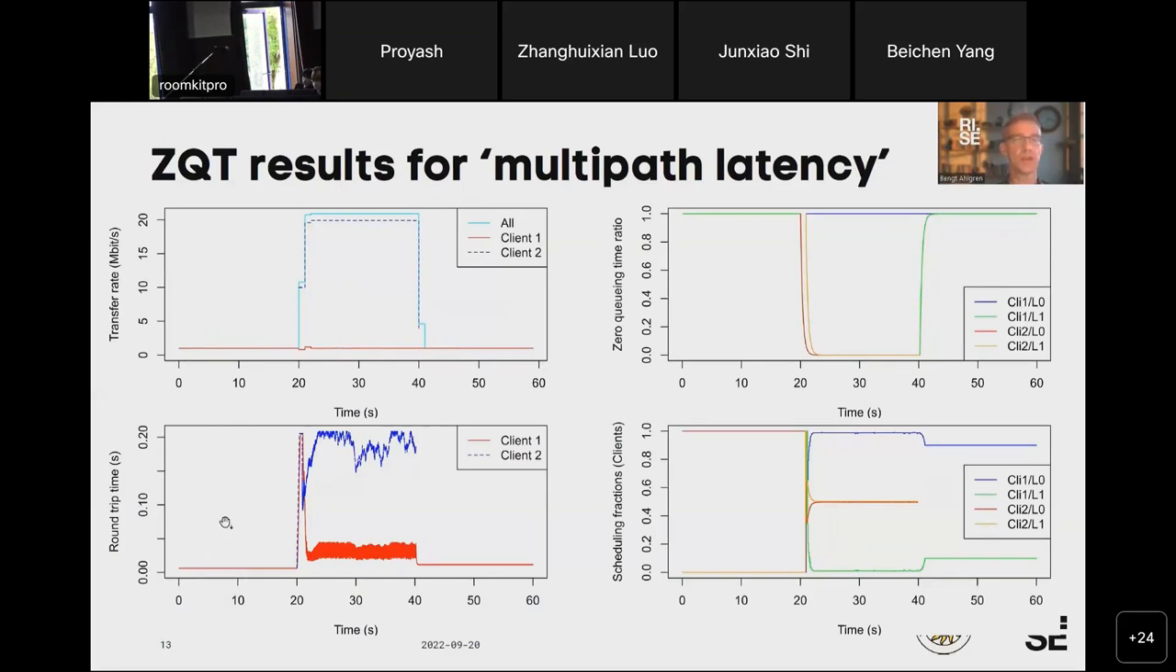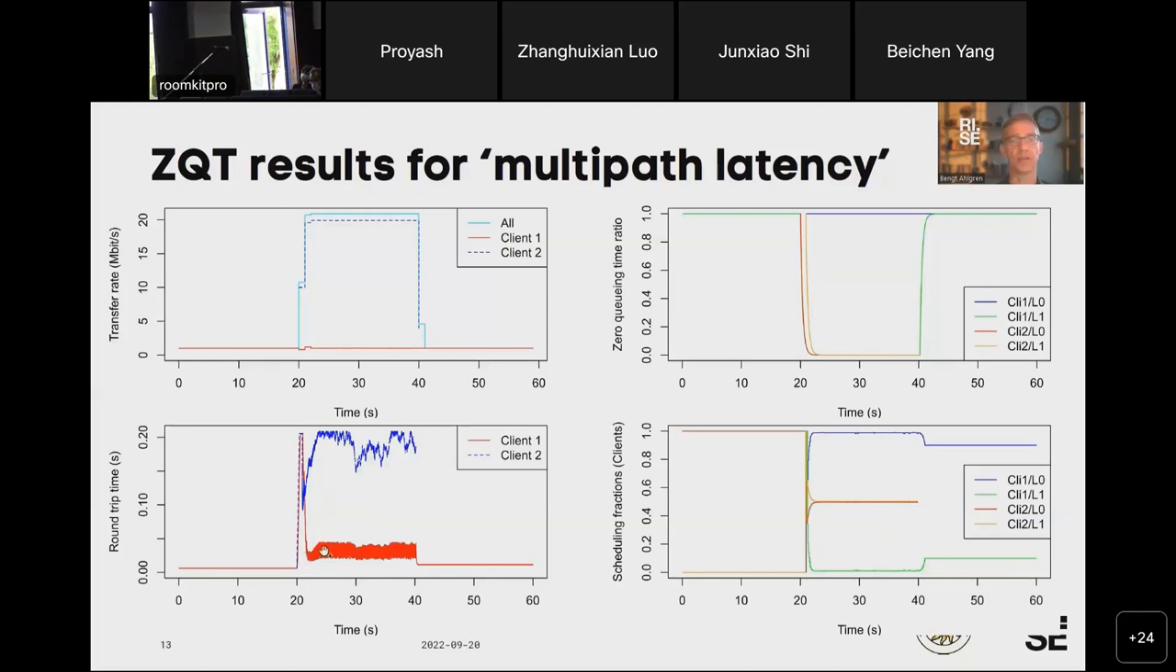We can see here at the bottom left graph that plots the round trip time of both clients. The red curve is client one. We see that it has a low and steady round trip time until client two starts. We have quite some disturbance in the beginning. Here also multipath is switched on for both of the clients, since client two drives the utilization above 90%.